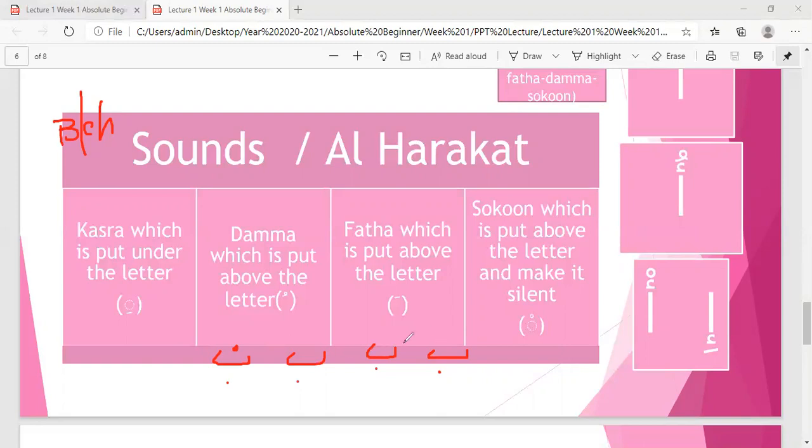Annotate by writing the sounds. You know how to annotate. Just write. Put for me the four sounds, the fatha, damma, kasra, sukun. This is the letter ba. Where do you put the fatha? Where do you put the kasra? Where do you put the sukun? Fatha we put above. Yalla, put it.